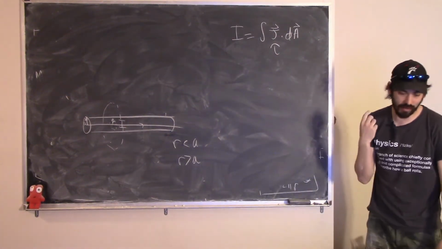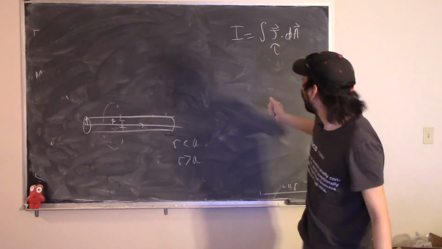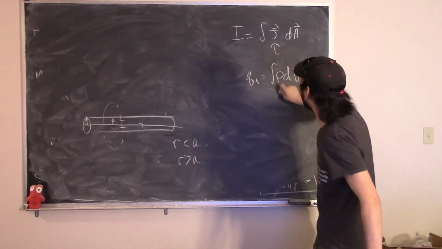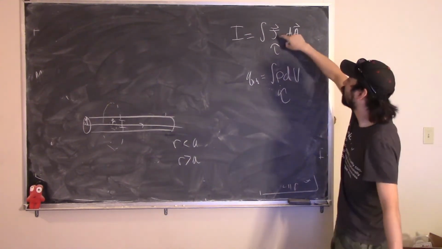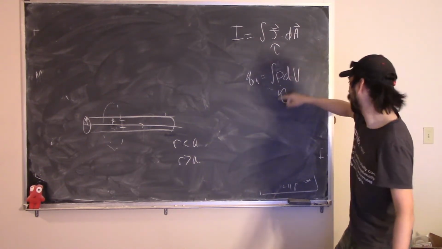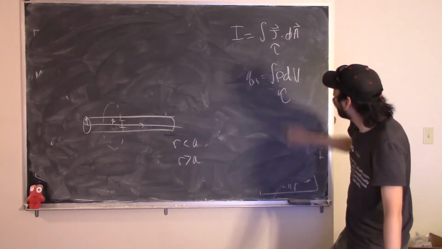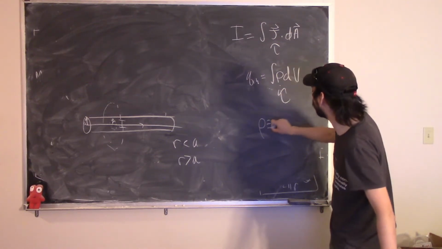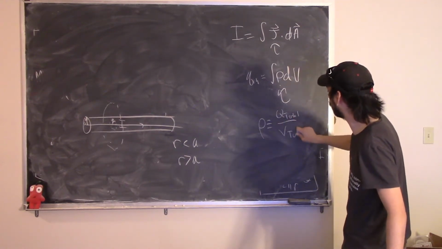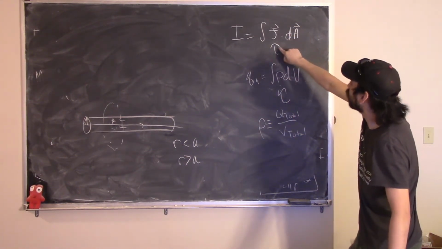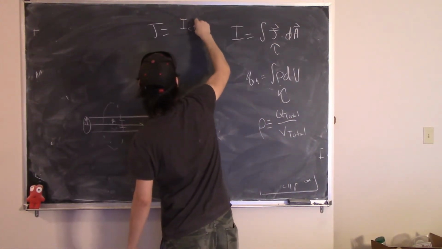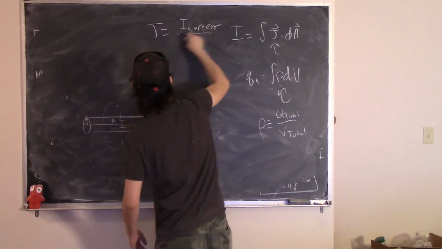This is kind of like when we were doing insulators, and we wanted to say that Q in is equal to the integral of rho dV. We needed to find what rho was. Here we need to find what J is. Going back, to find the charge density we said that rho was equal to the total charge divided by the total volume. Same idea here: J is just going to be equal to the total current divided by the total area.